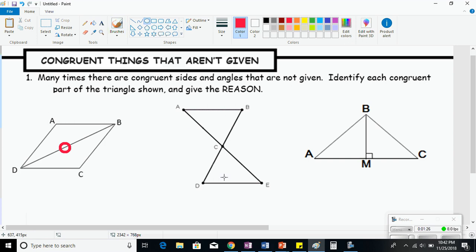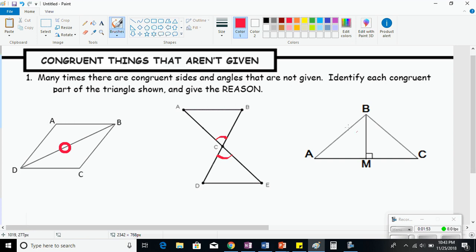Likewise, in the second picture, we have 2 triangles, and there's nothing marked congruent, but there is something that we know is congruent, even though it's not marked for us. And it's that this angle here has got to be congruent to this angle down here, because they're vertical angles. So even if that's not given to you in a picture, you can add that to the picture, and you know that those 2 angles are congruent because of vertical angles.